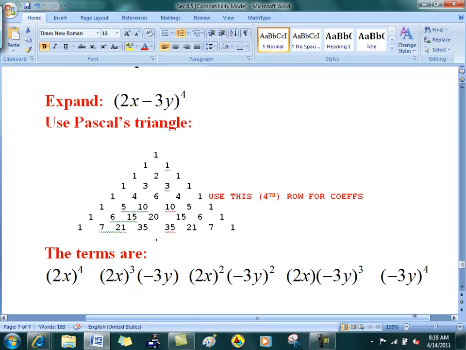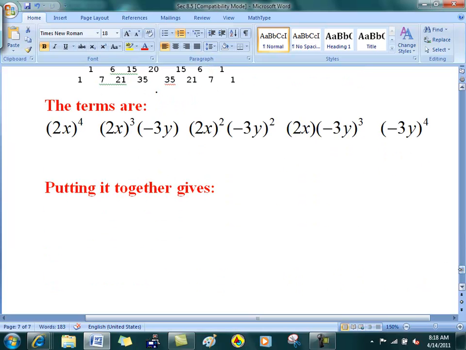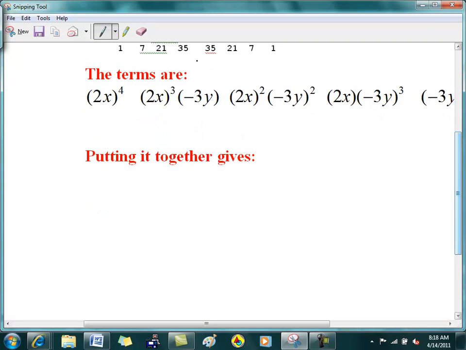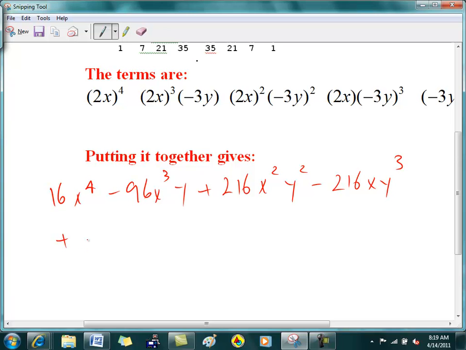So this should look very similar to what I had there. So these are the terms. I haven't taken the coefficients out of there yet. And putting it together, can someone give me the answer so that I can record it? 16x to the fourth minus what? x cubed y. 216x squared y squared. 81y to the fourth. Everybody get this?